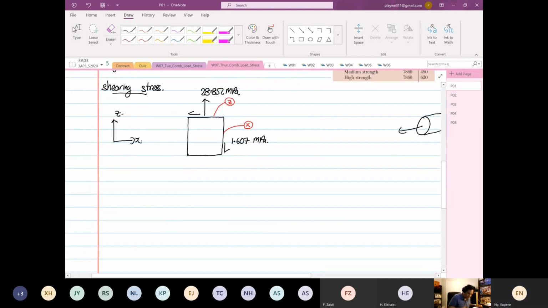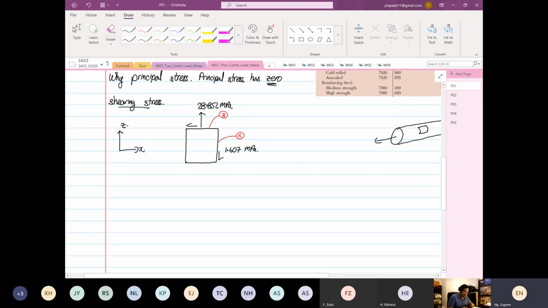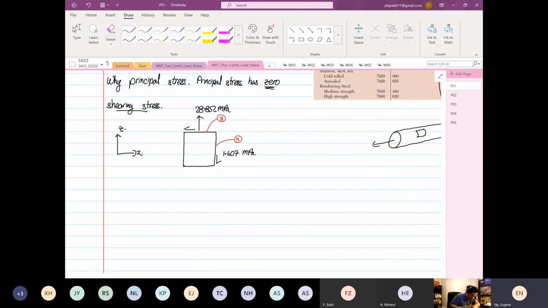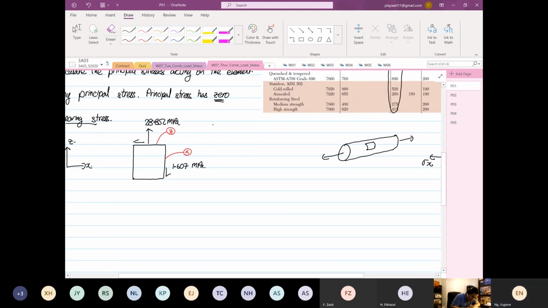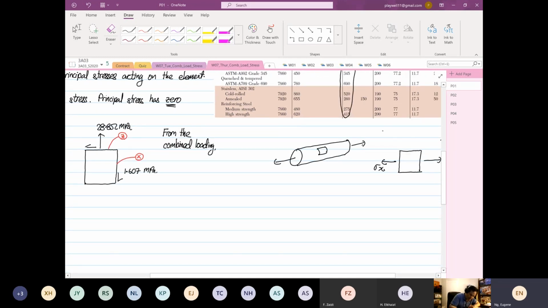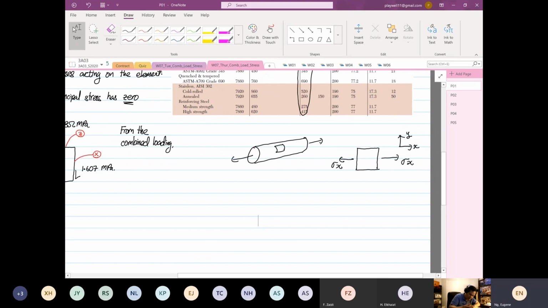So I'm going to construct this. This element is from the combined loading, so we're going to deal with this. Then after that, we're going to relate it with the material property. After that, on the right hand side, we're going to relate to the material mechanical properties.